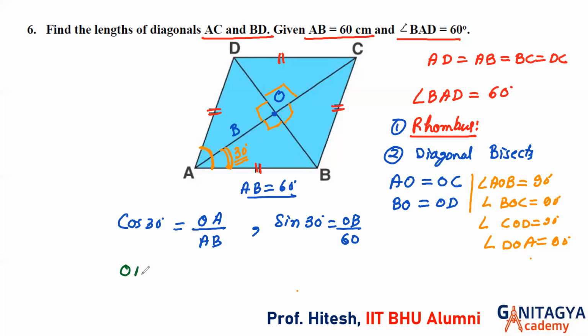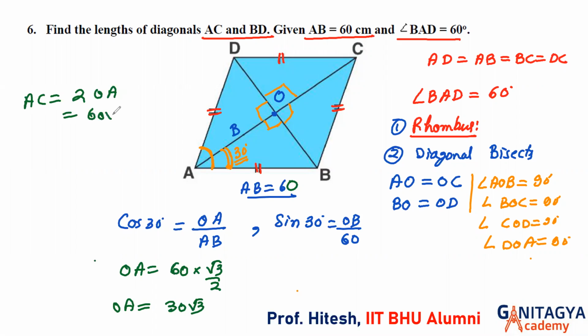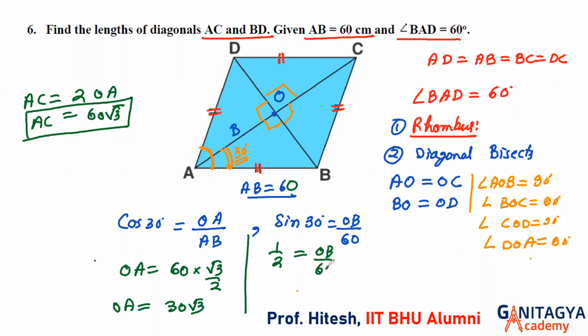So your OA and OB both have come. Understood? So OA is AB, that is 60, not degree, 60. I have written 60 degree, sorry, 60. So 60 into cos 30. How much is cos 30? √3/2. So that is 30 √3, that is OA. So double OA, you will get AC. Understood? AC is 2 into OA, that is 60 √3, that is AC.